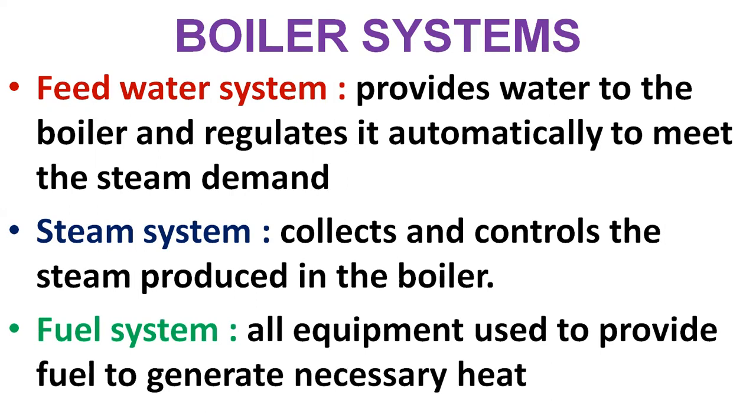The steam system collects and controls the steam produced in the boiler. Steam is directed through a piping system to the point of use. Throughout the system, steam pressure is regulated using valves and checked with steam pressure gauges. Then we have the fuel system, which includes all equipment used to provide fuel to generate the necessary heat. The equipment required in the fuel system depends on the type of fuel used.